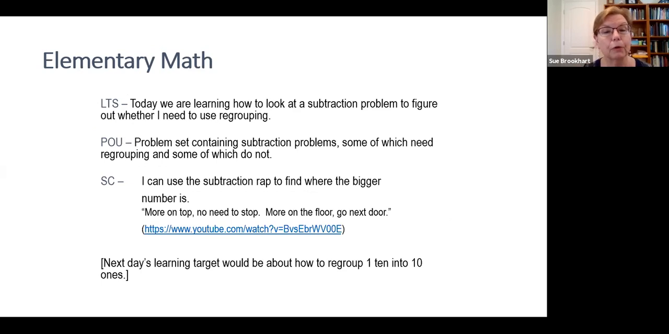And there's a little subtraction rap that this teacher did not write. It's on YouTube. That says basically, more on the top, no need to stop. More on the floor, go next door. And with examples and some catchy music. But those are the criteria. When do you borrow? When do you regroup? If there's more on the floor, if there's more on the bottom, that's when you do it.